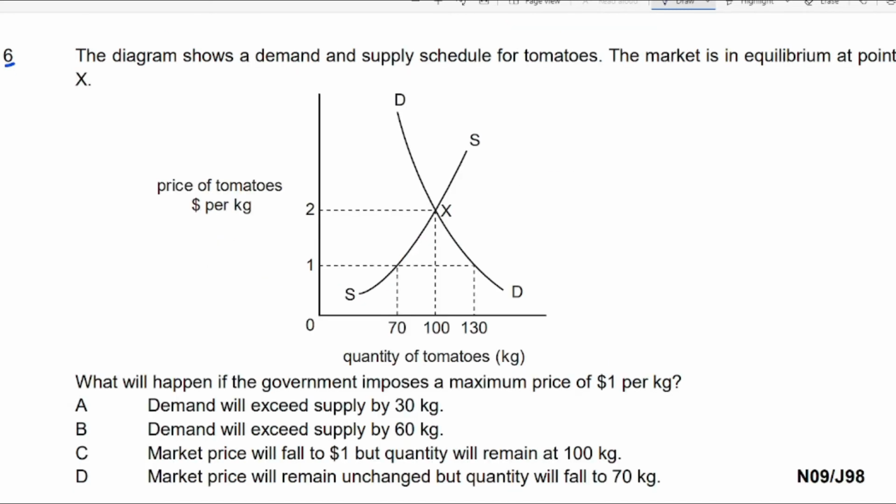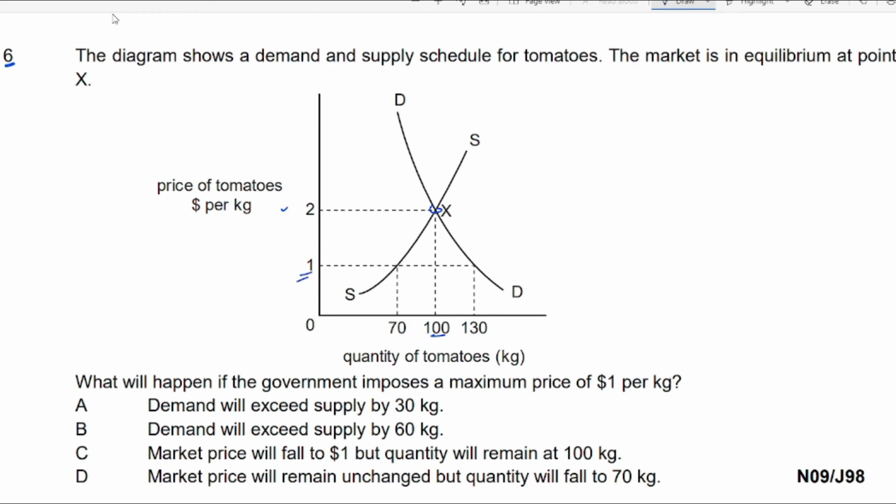Now coming to question number 6, the diagram shows a demand and supply schedule for tomatoes. The market is in equilibrium at X. This is the X point where price is P. Price P is $2 and quantity is 100 units. Now what will happen if government imposes a maximum price of $1 per kg? Maximum price is always set below equilibrium, and this is $1.